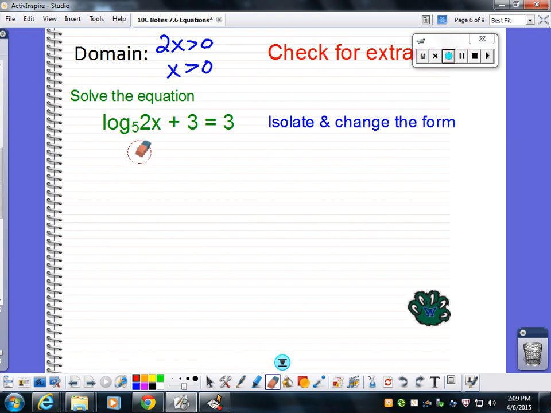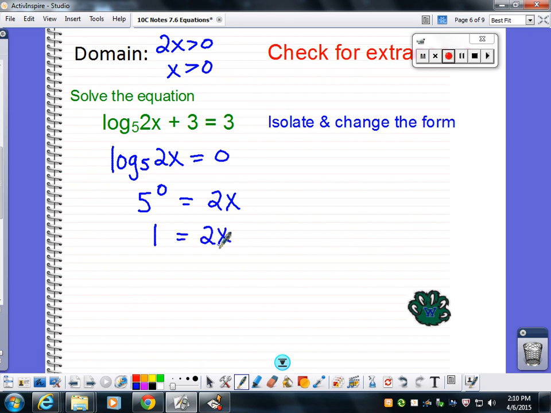Okay, let's go back and isolate. So we're going to subtract 3, so we get log base 5 of 2x is equal to 0. I want to get that 2x out of that log. In order to do that, I'm going to change the form. I'm going to rewrite this in exponential form. So 5 to the 0 power is equal to 2x. Anything raised to the 0 power is 1, so 1 equals 2x. Solve for x, so we're going to divide by 2. So x is equal to 1/2.